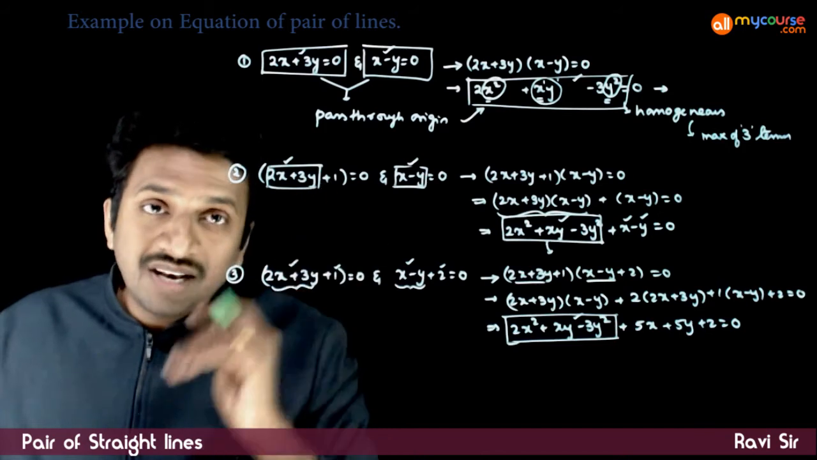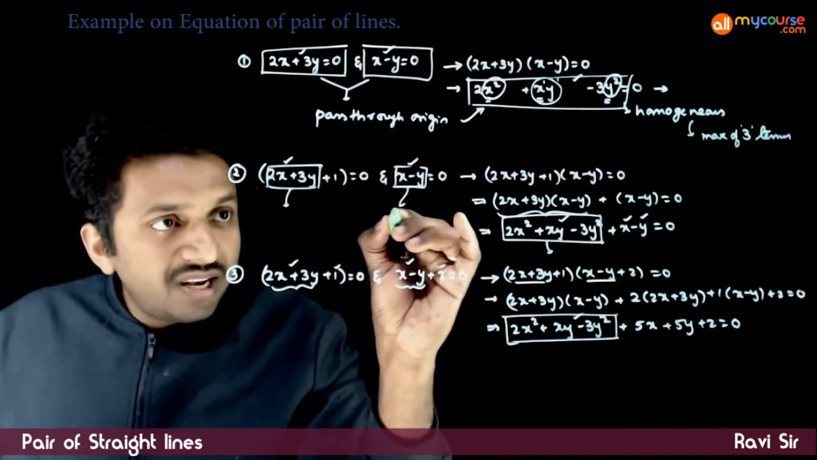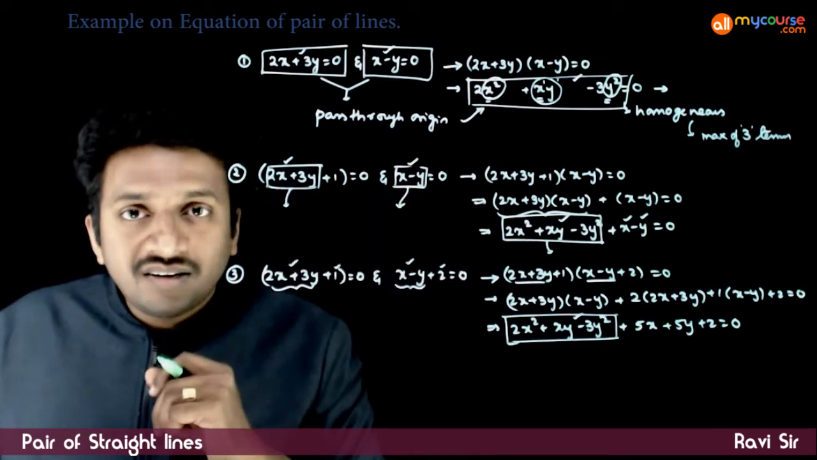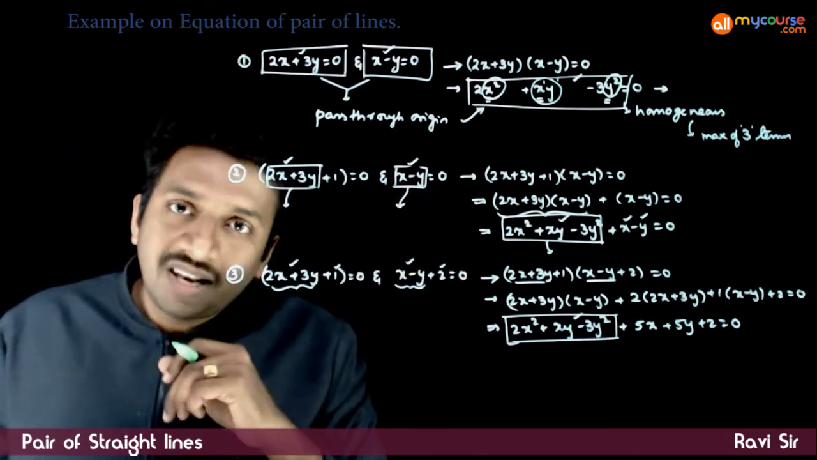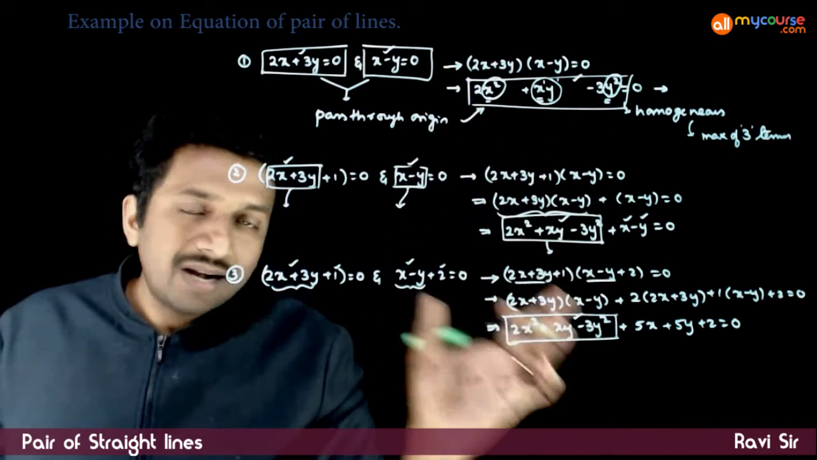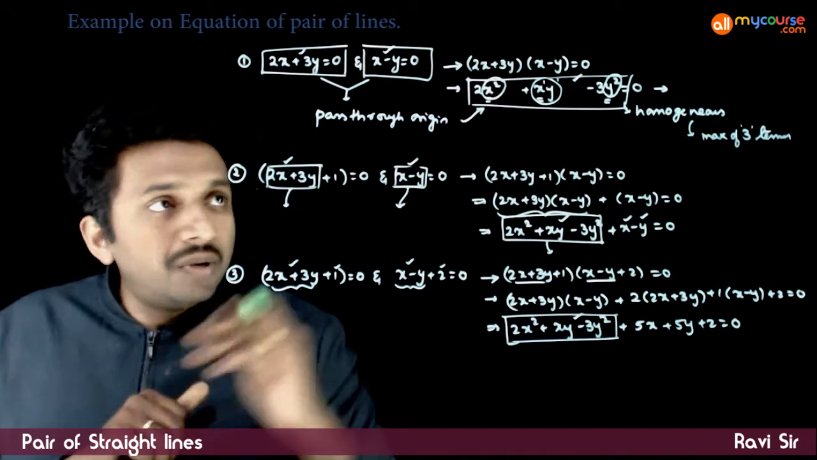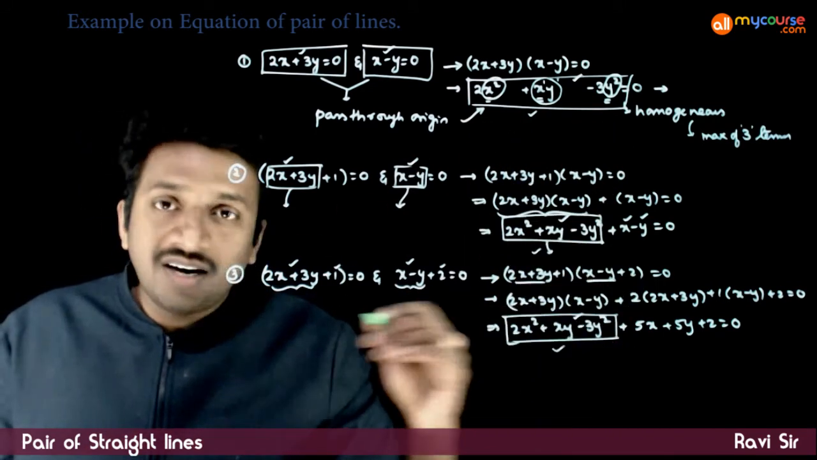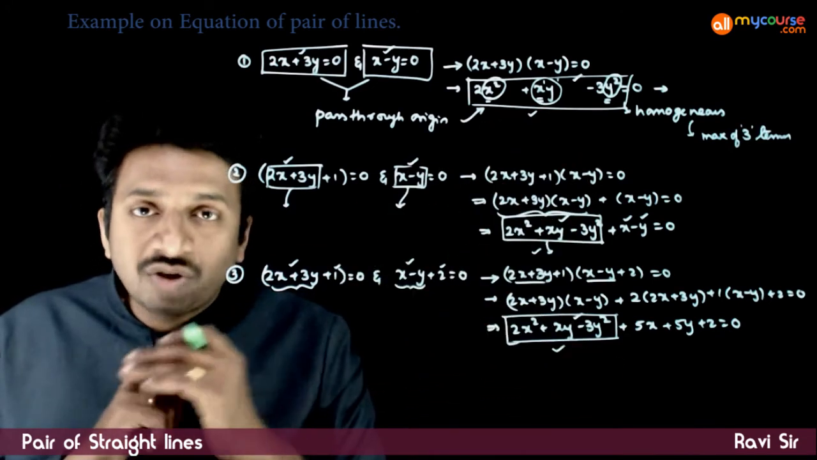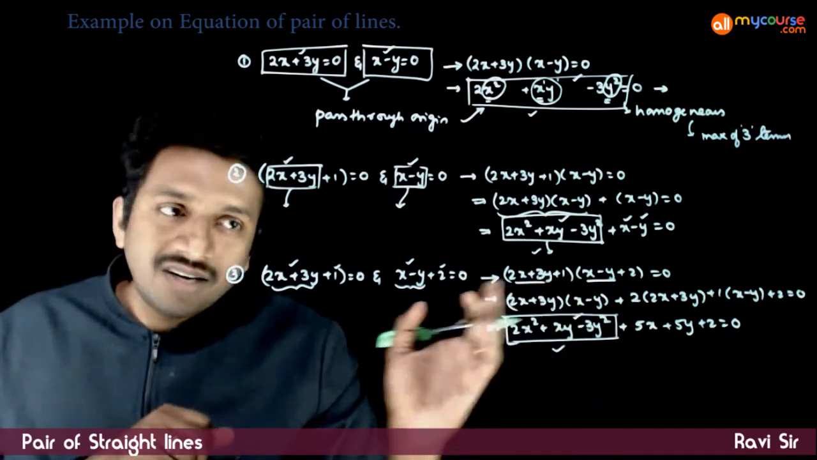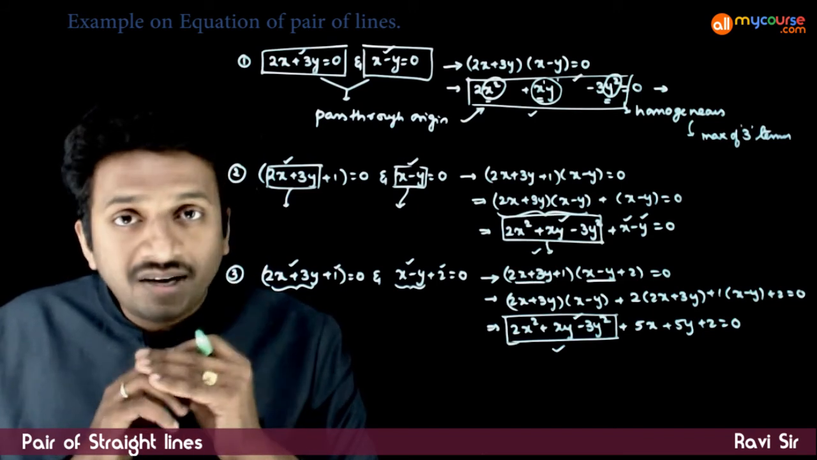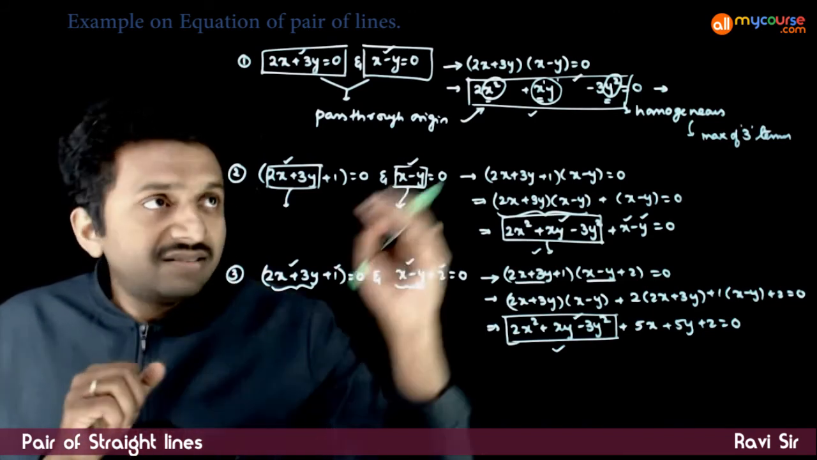And the direction of the lines, as you know, the slope of the line is determined by the linear part of the line. So if you leave the slopes intact, the quadratic part also does not change. So in the pair of lines, the quadratic part determines the direction of the lines, and the linear terms and constants determine the position of the lines.